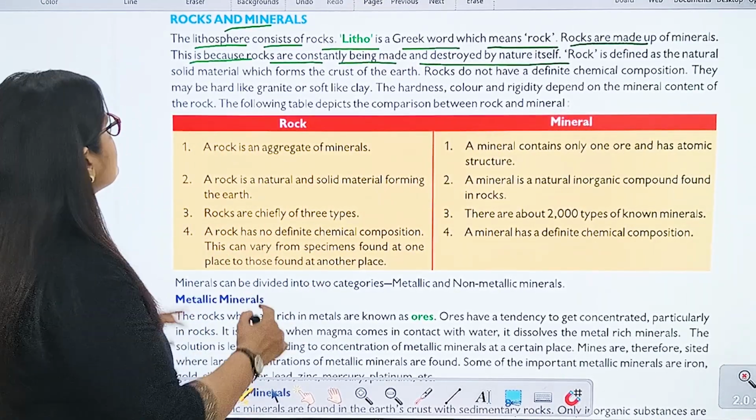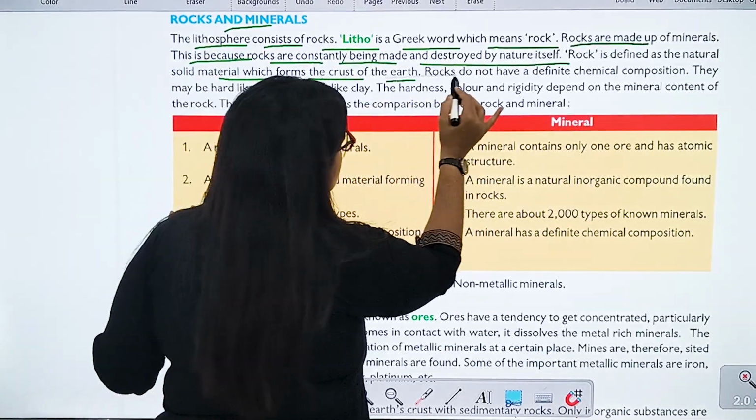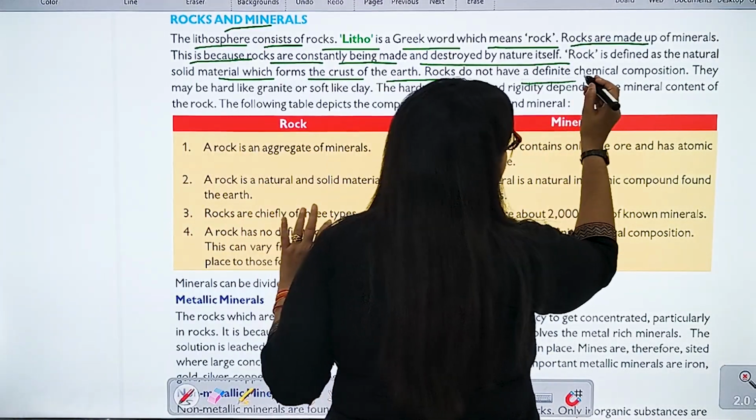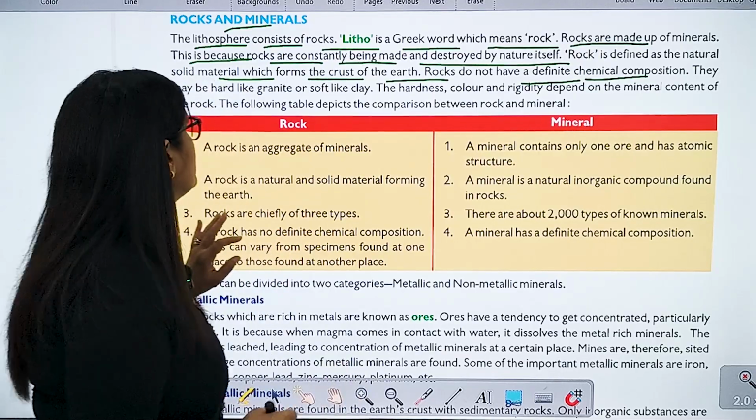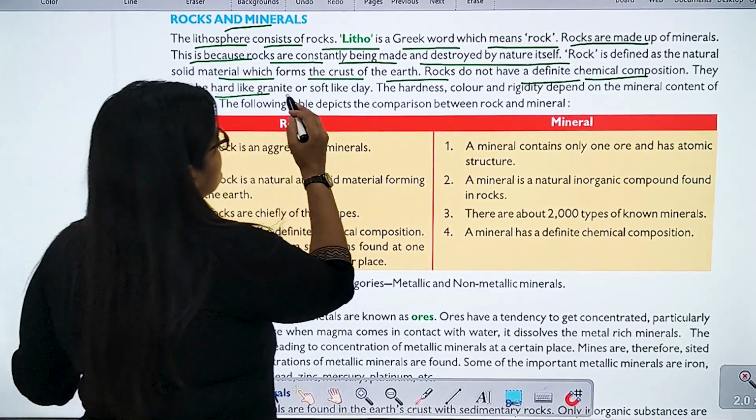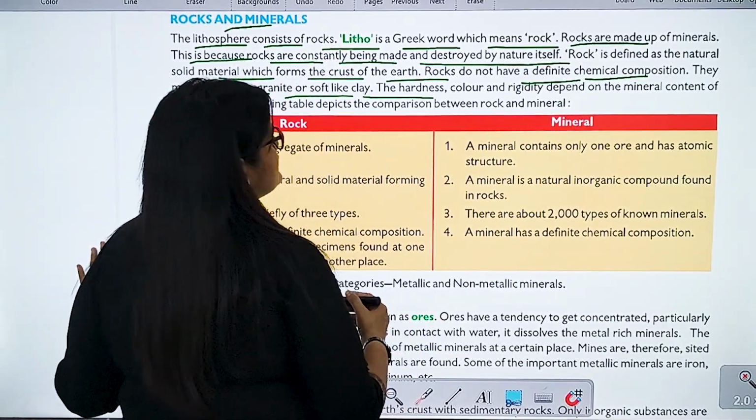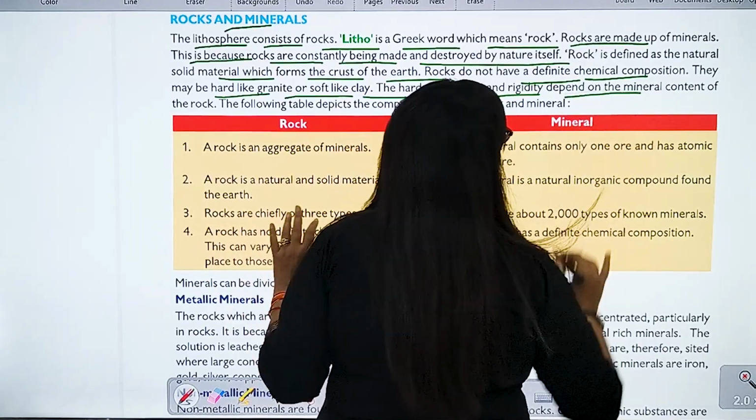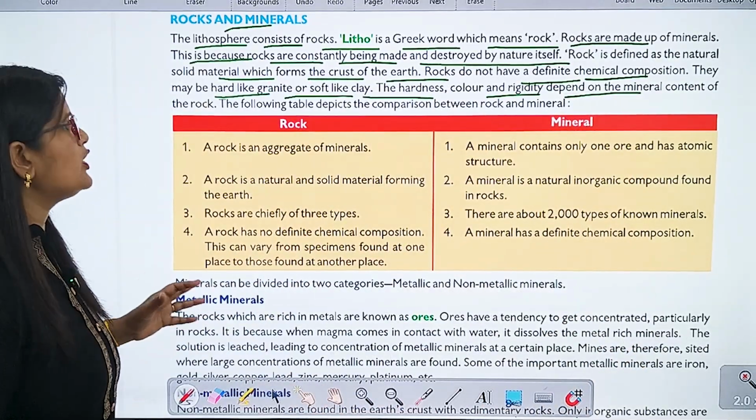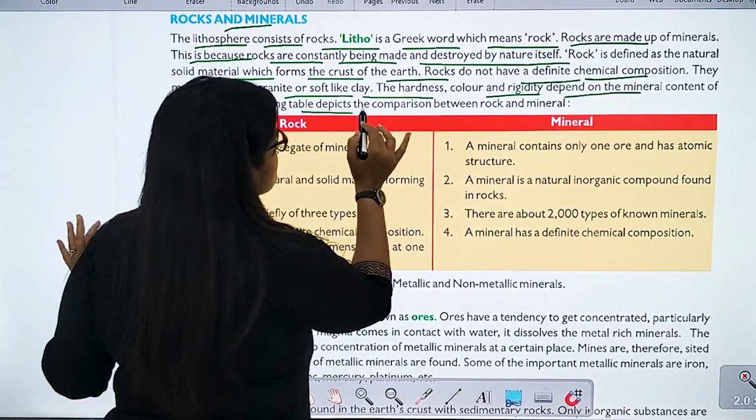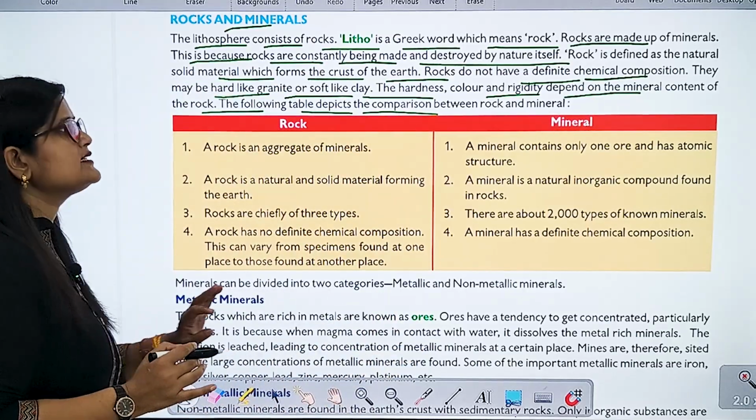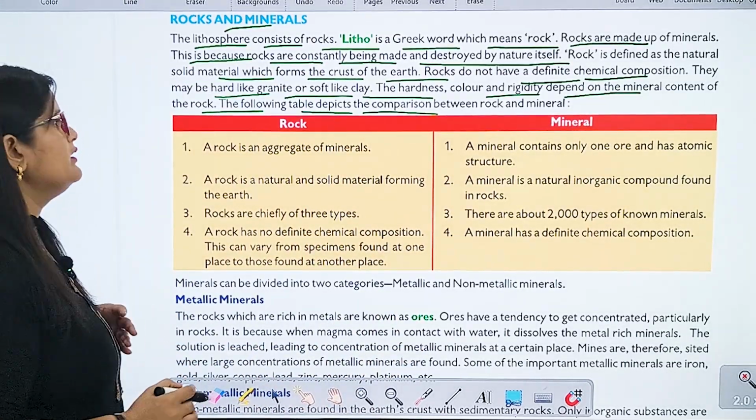Rock is defined as the natural solid material which forms the crust of earth. Rocks do not have a definite chemical composition. They may be hard like granite or soft like clay. The hardness, color and rigidity depend on the mineral content of the rock. The following table depicts the comparison between rock and mineral.